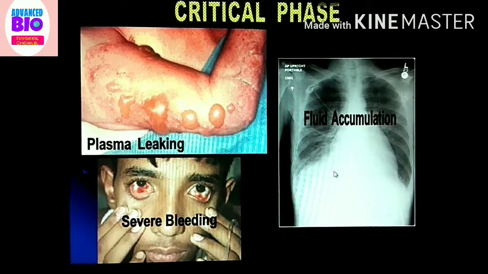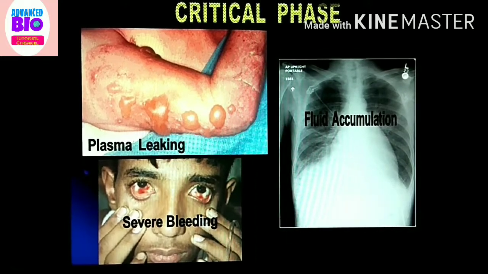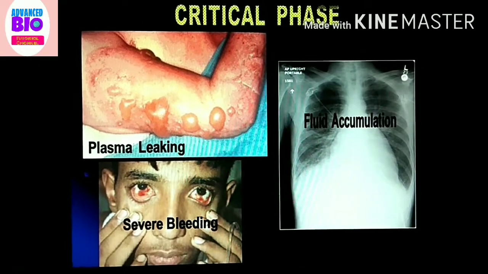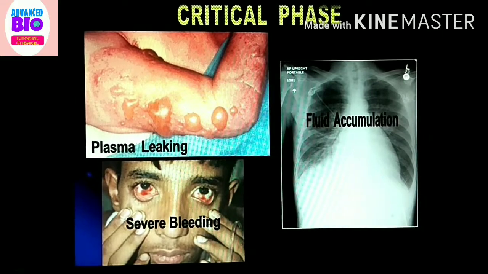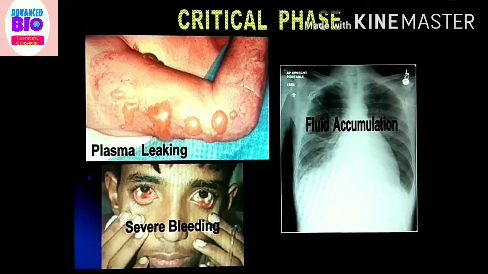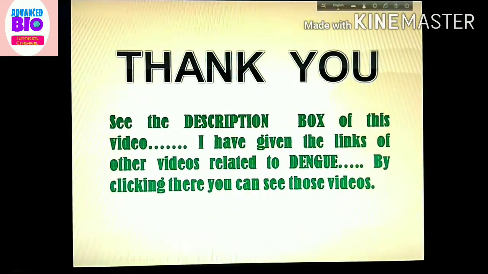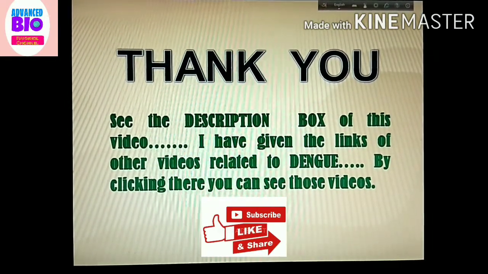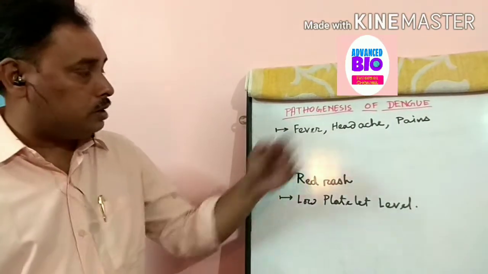And not only that, different organs like the kidney and the spleen and the liver, and the lungs, different organs will be impaired in critical phase. It is very dangerous. Now, this is all about the symptoms. Come to my board. I'll discuss later. Let's start the pathogenesis of dengue fever.